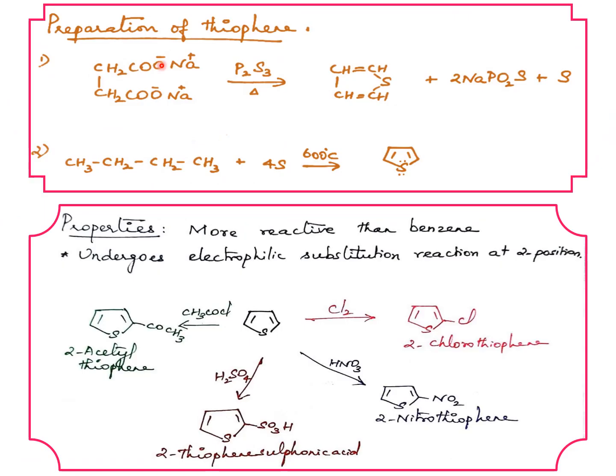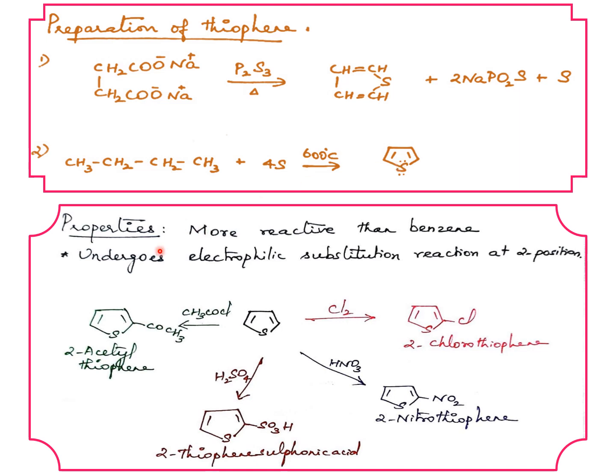Here we are going to see the preparation of thiophene. Here it is a disodium salt of succinic acid, which on heating with the phosphorus salt provides the formation of thiophene. Similarly, it can also be prepared by the direct sulfonation of n-butane at very high temperature. It provides a cyclization of open chain butane to a cyclic thiophene.